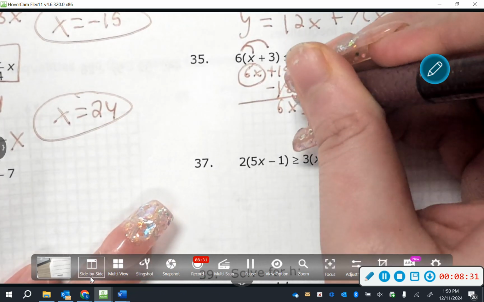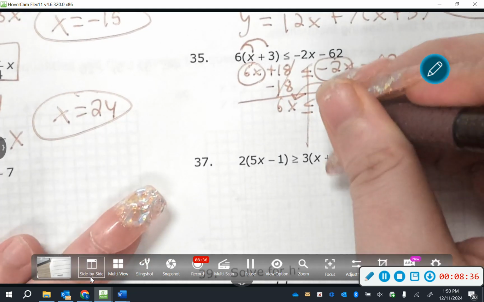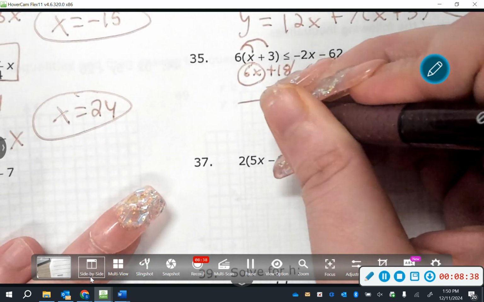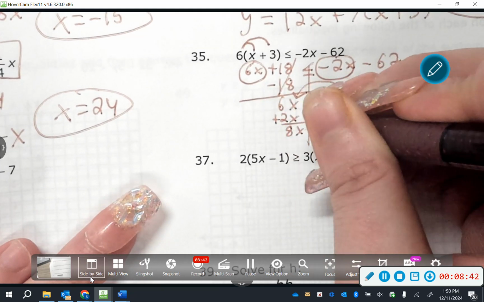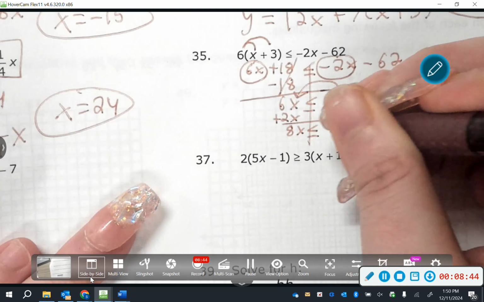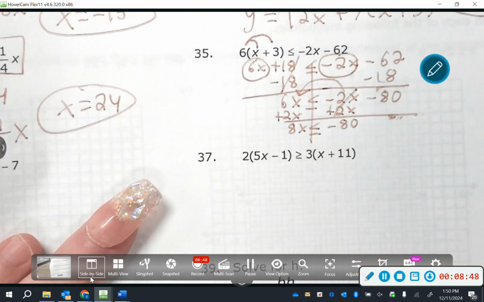Now I need to get my x over here. We want our x's on the same side. The opposite of minus 2x is plus 2x to both sides. We have 8x is less than or equal to negative 80 because those canceled out.